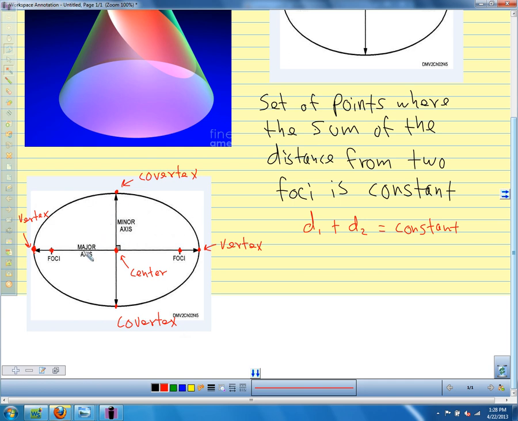The length from the center to the vertex, this distance here, not to the focus, the distance to the vertex, we call a. The distance from the center to the focus, we call c. And the distance from the center to the co-vertex, we call b. So on a parabola, we just had one thing that we had to keep track of, p. On an ellipse, we have three things that we need to keep track of. a is the distance from the center to a vertex. b is the distance from the center to a co-vertex. And c is the distance from the center to a focus.